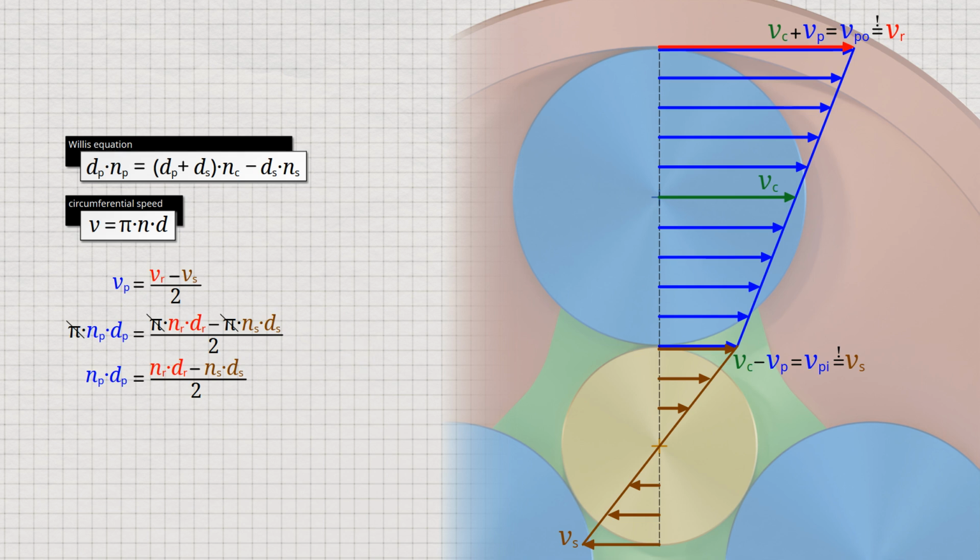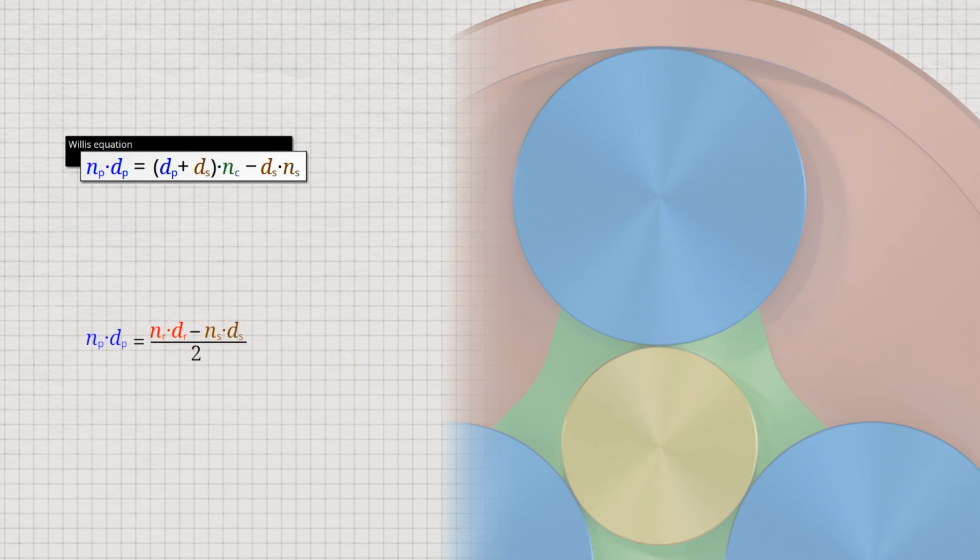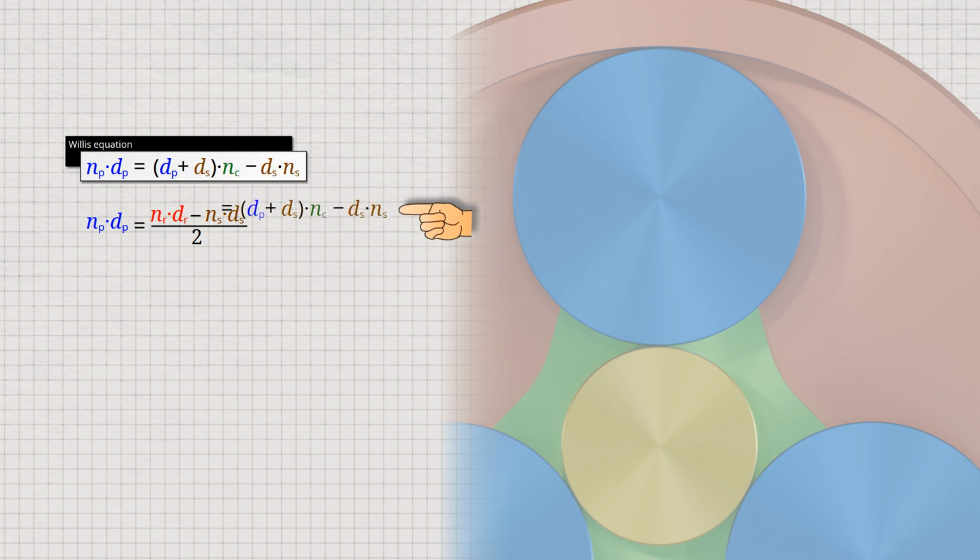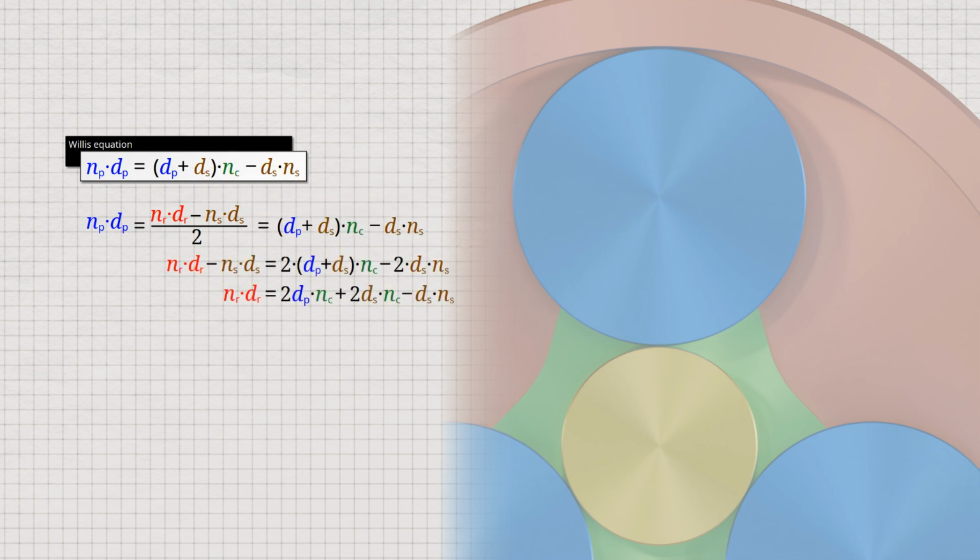This relationship between the speed and the diameter of the planet gear corresponds directly to the right-hand side of the fundamental equation for planetary gears. Therefore, we can equate both sides. After simplifying the equation, we finally obtain the indicated relationship between the speeds of the sun gear, ring gear, and carrier. Obviously, the speed of the planet gear no longer matters. Only the diameter of the planet gear is still part of this equation.